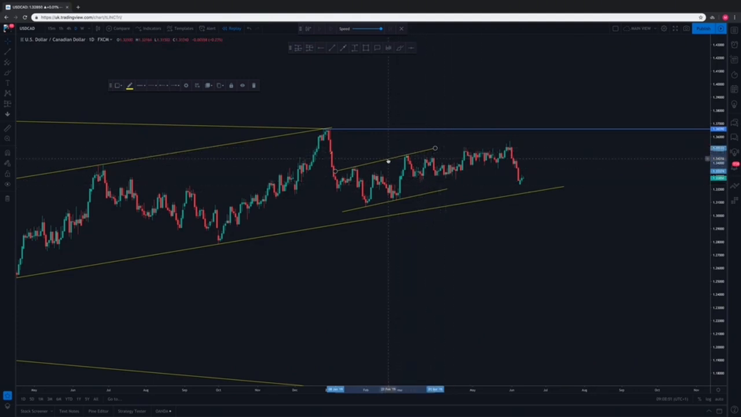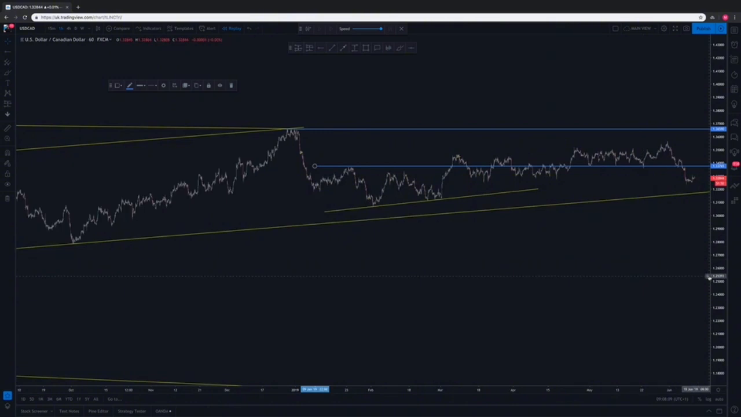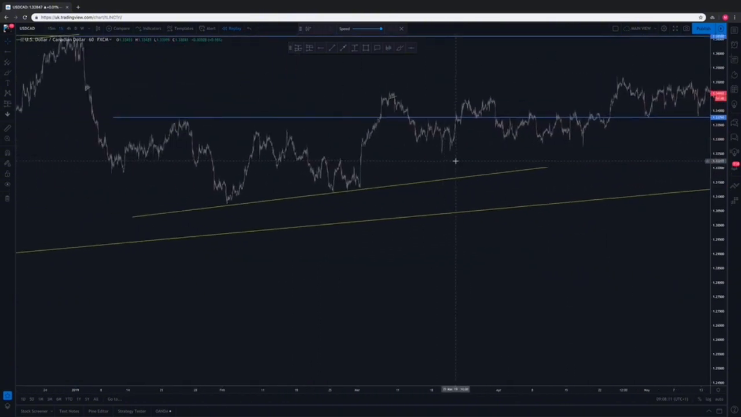But we've got to look at it in the moment. What would we be looking at? Well, we'd have the ray line like so, and we'll be looking at this potential rejection. If we go to the lower time frames, we go to the 1 hour chart, we're looking at this.